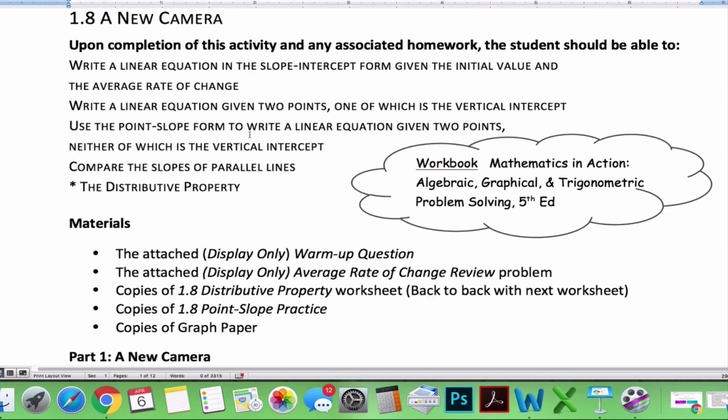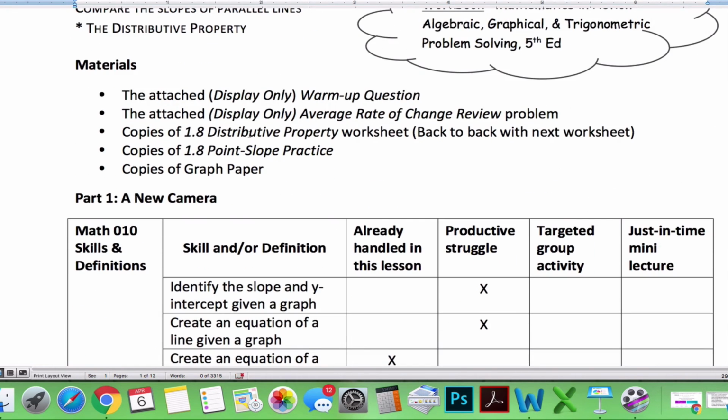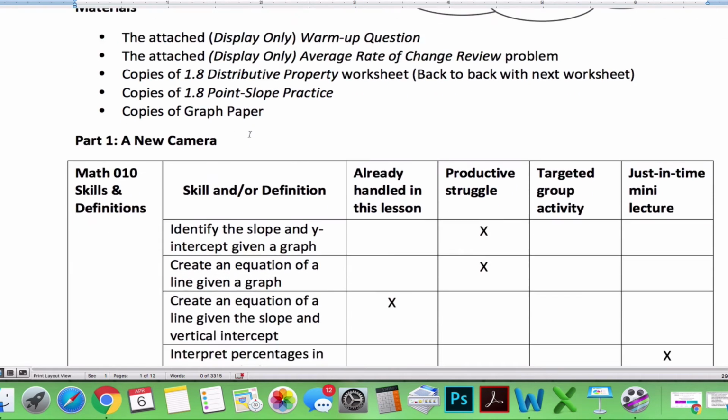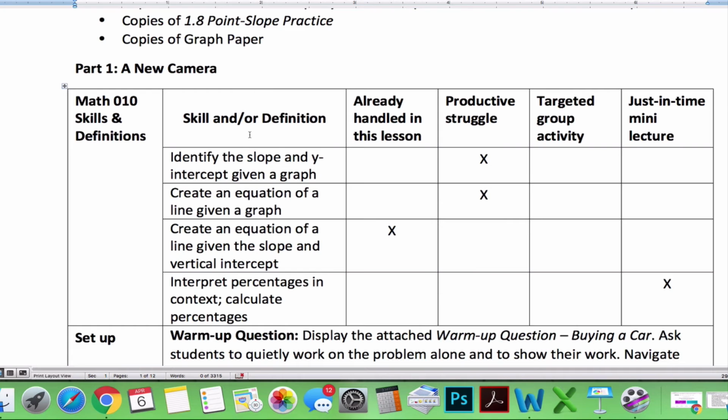Okay, so the first part of our lesson plans are the materials. When it says display only, it means you don't have to have copies made, you're just going to display it or write it on the board. If it says copies, then you should have those prepped for class, and bring copies when you come to class. Okay, so this first little grid is how we deal with prerequisite skills.